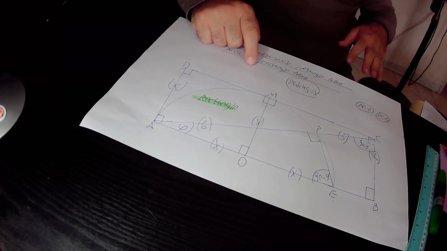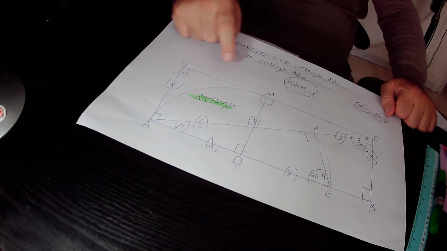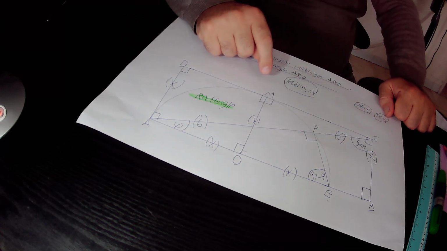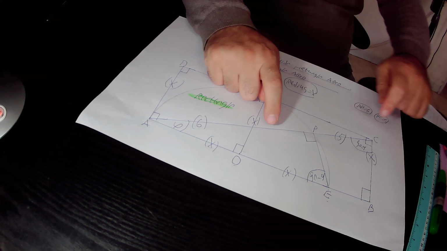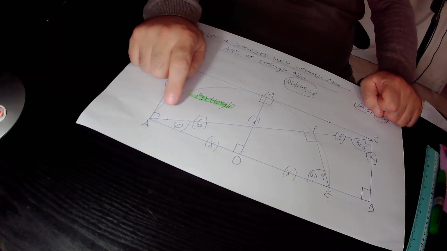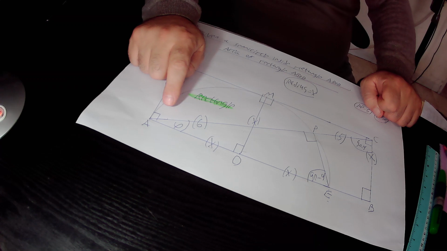In the next step, we prove that the big right triangle ABC is similar to this small right triangle APE. Why are those two right triangles similar to each other? First of all, this is angle A, a common angle that belongs to both triangles.